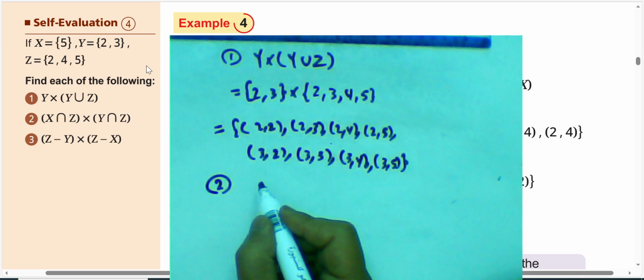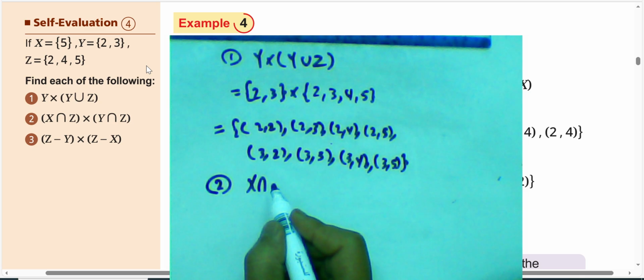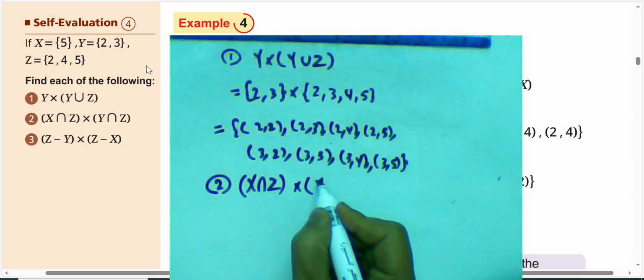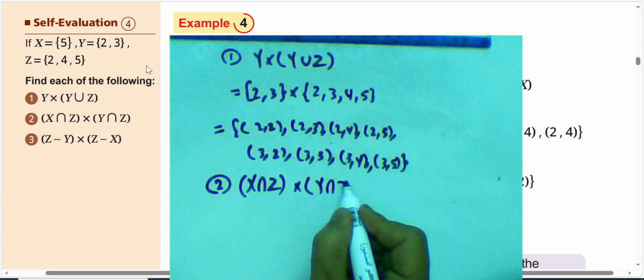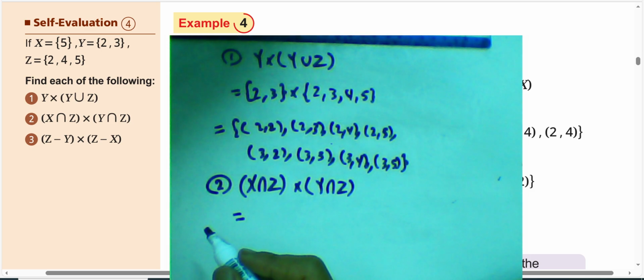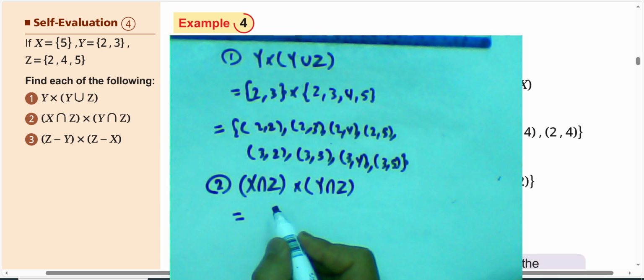Number 2, X intersection with Z, Cartesian product by Y intersection by Z. X and Z, the intersection between X and Z, X and Z intersect at 5, right? 5 here.